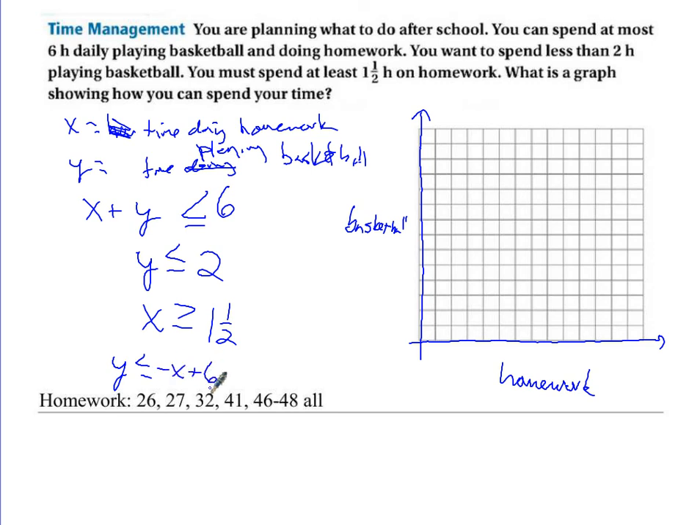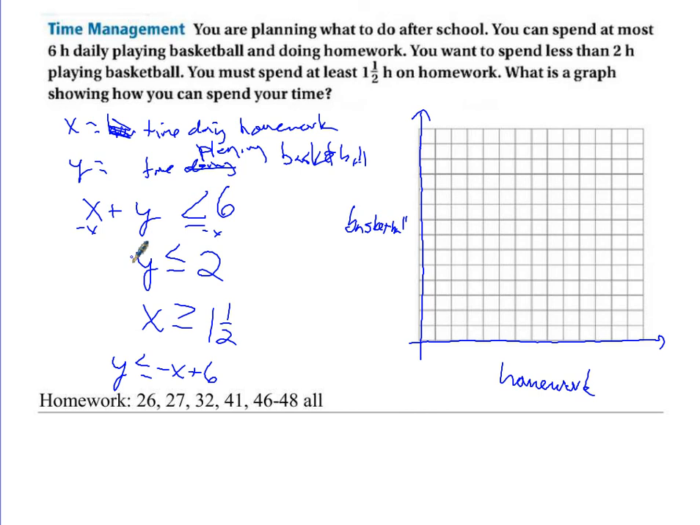Negative x plus 6. Remember, we subtracted x from both sides. Also, I could graph this one just using intercepts. My x-intercept, if I cover up the y, is 6. My y-intercept, if I cover up the x, is 6. It becomes very easy to graph if I just use intercepts.